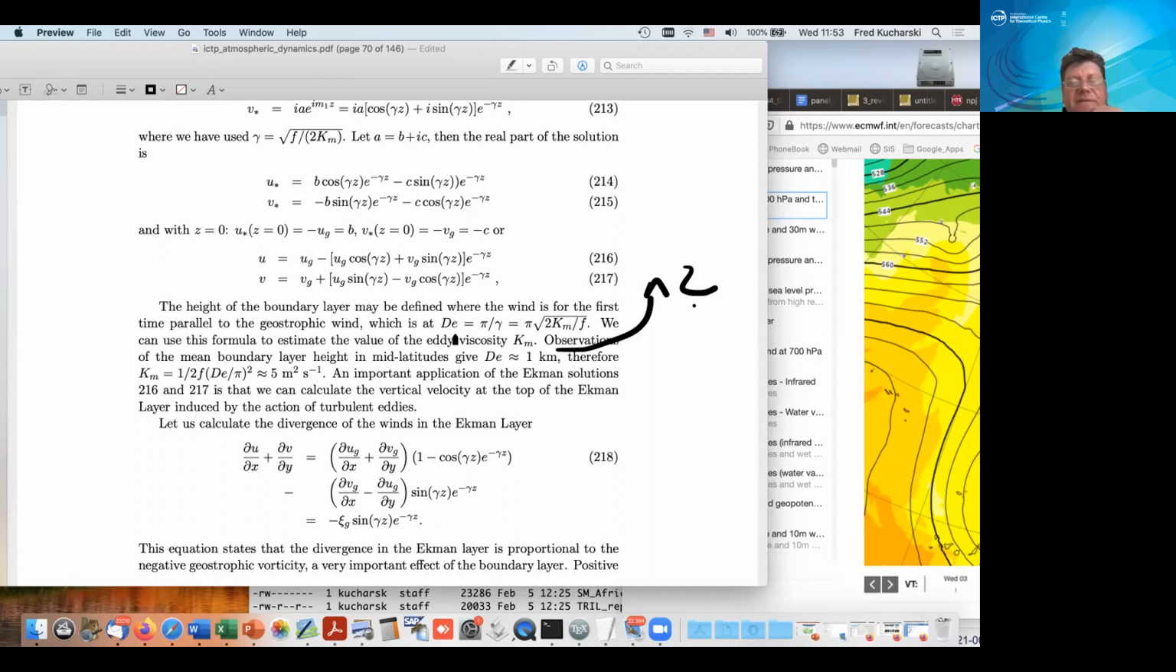So that defines the height of this boundary layer. And if you remember the airplane, that height is typically considered to be close to 1 kilometer on average, but of course that can vary.